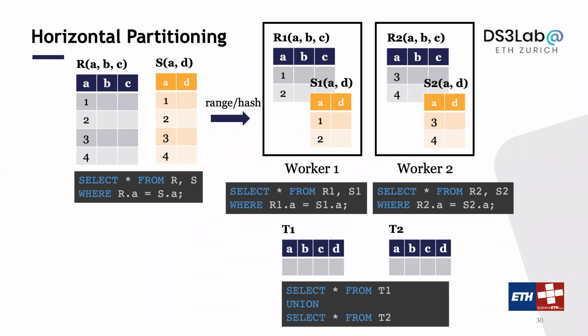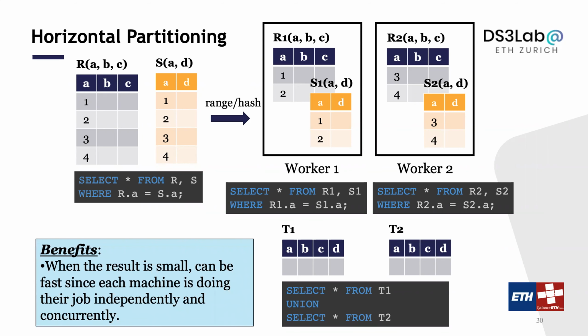If you are bounded by the I/O bandwidth from your hard drive, so by some data movement bottleneck, like either the I/O, the hard drive to memory, or in a modern database from the memory to the register, you are getting two times the aggregated bandwidth. And this can actually scale, assuming you have hundreds of machines. So you can have hundreds of those small tables doing them concurrently, and then you union the result. This is something people often do in practice. When T1 and T2 are very small, this can be very fast because each machine is doing its job independently and concurrently.